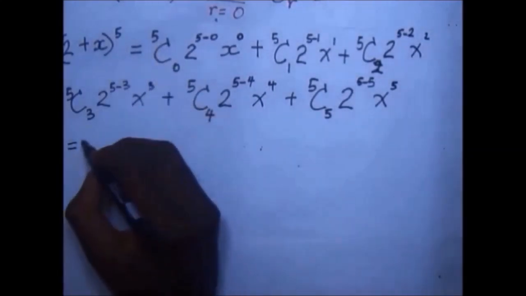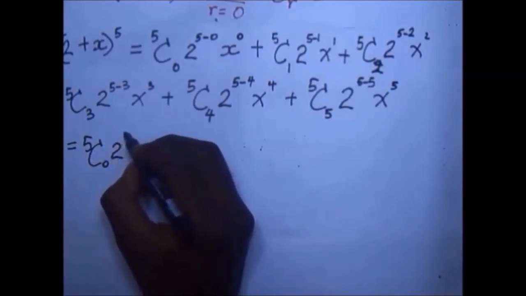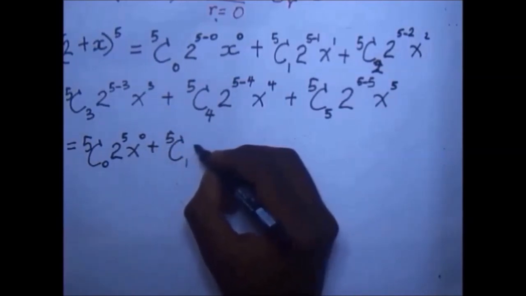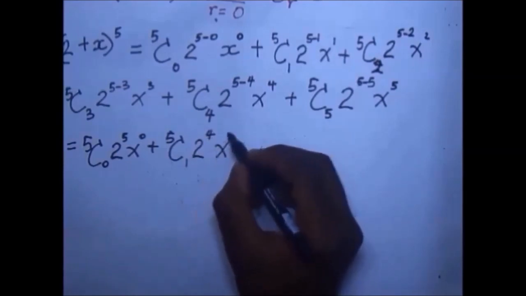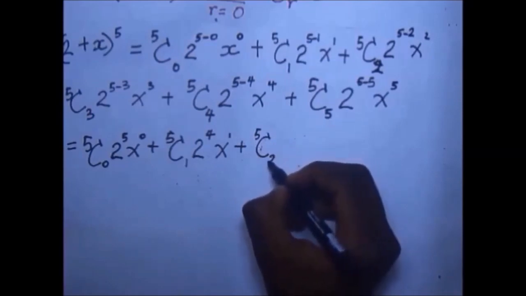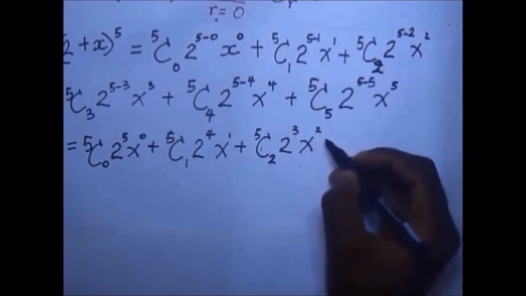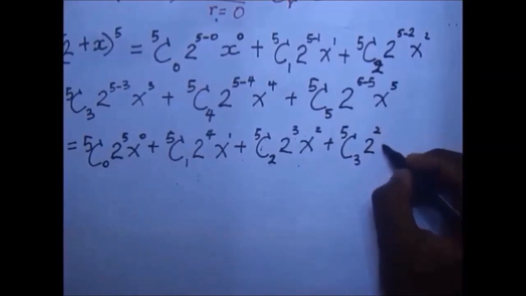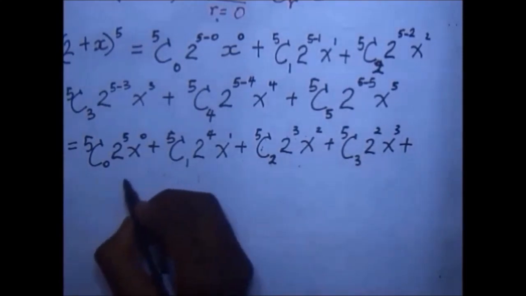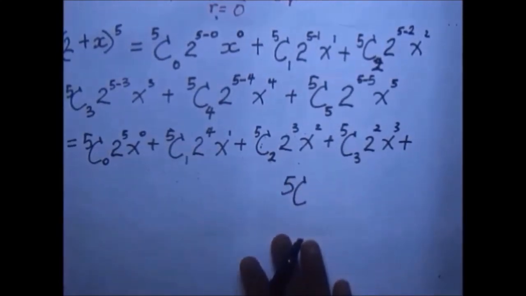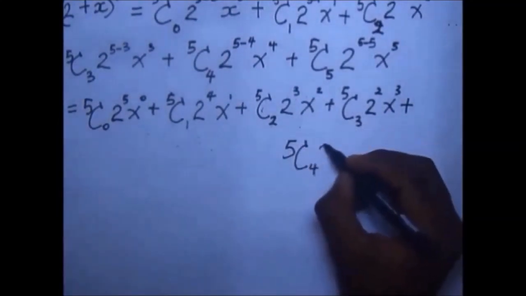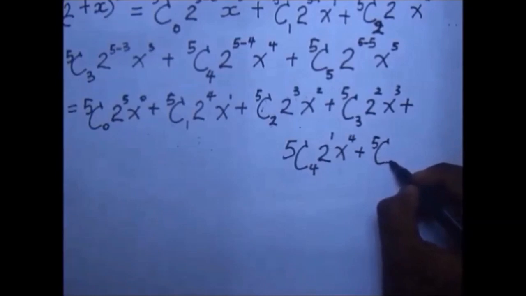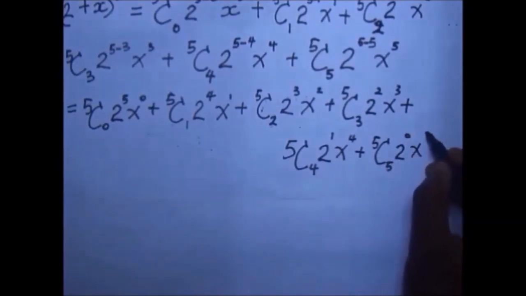So that is going to become 5 combination 0, that is 2 to the power 5 times x to the power 0, plus 5 combination 1 2 to the power 4 x to the power 1, plus 5 combination 2 2 to the power 3 x squared, plus 5 combination 3 2 to the power 2 x to the power 3, plus 5 combination 4, that is 2 to the power 1 x to the power 4, plus 5 combination 5 2 to the power 0 x to the power 5.